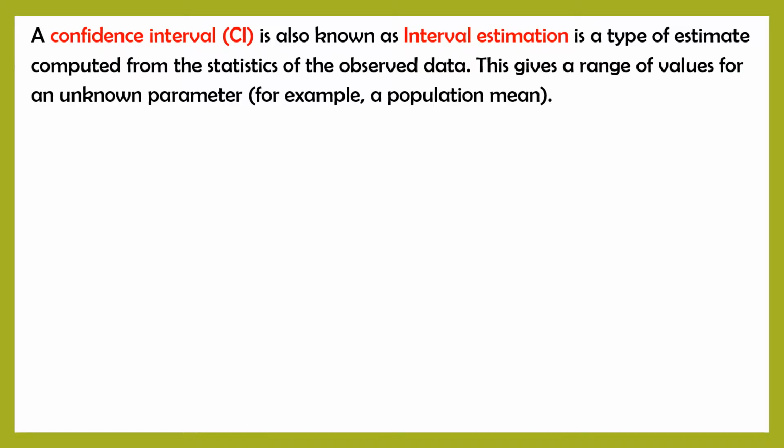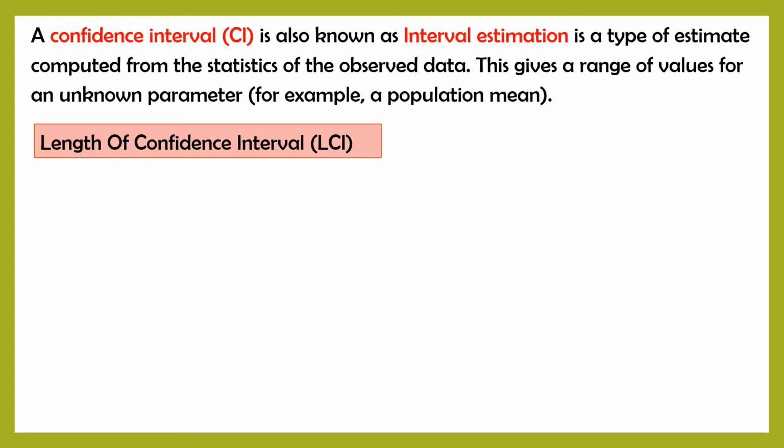Let us define first confidence interval. A confidence interval or CI is also known as interval estimation. It is a type of estimate computed from the statistics of the observed data. This gives a range of values for the unknown parameter, for example, a population mean.